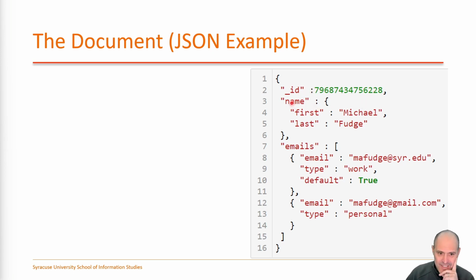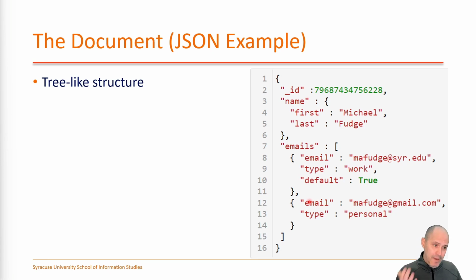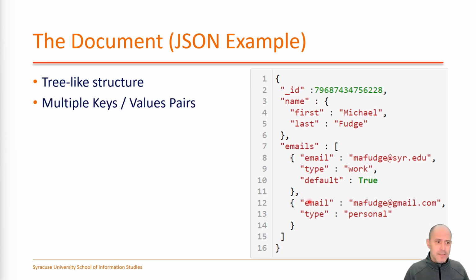And then attributes can be nested. So I have name first, Michael, name last, Fudge, and we are okay with nested data. We are also okay with attributes that have lists of other values. This is totally acceptable and embraced in the document world. We have this tree-like structure, like you see on the right, multiple key and value pairs, like name, first, Michael, email, the first email, mafudge, second email, mafudge@gmail.com.